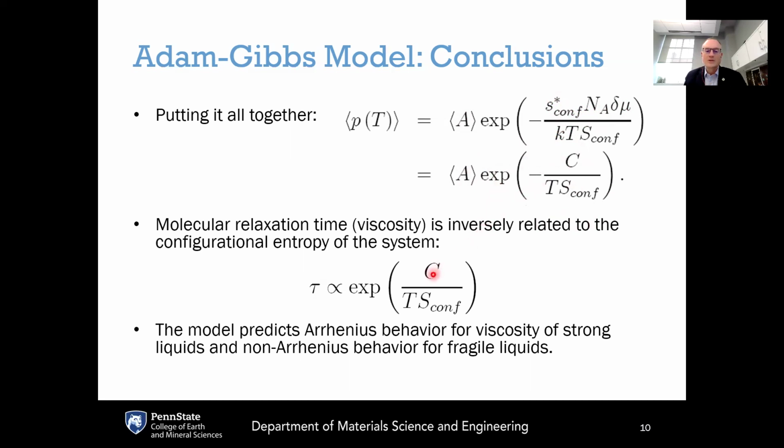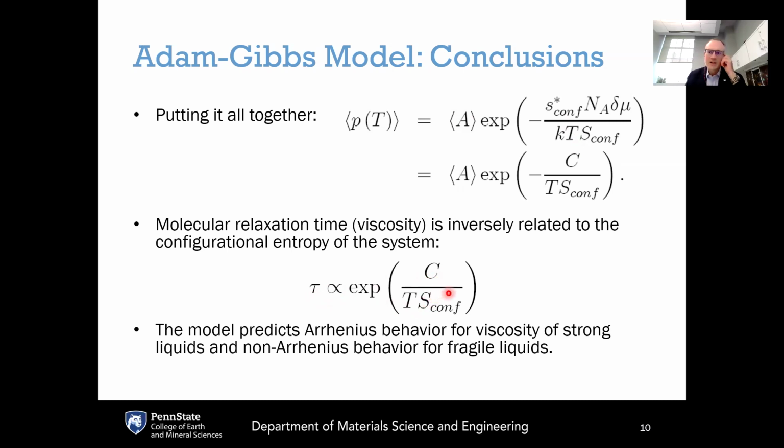And then the net result is that the molecular relaxation time tau, or the viscosity eta, is proportional to e to the constant C over temperature times the configurational entropy of the system. So that's the key result, the key equation from the Adam-Gibbs model. And the cool thing about this is that it's relating a kinetic property, namely the molecular relaxation time or the viscosity, to a thermodynamic property, which is the configurational entropy of the liquid.